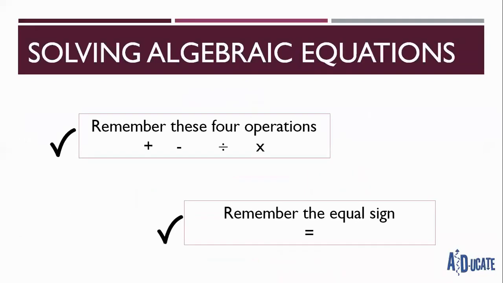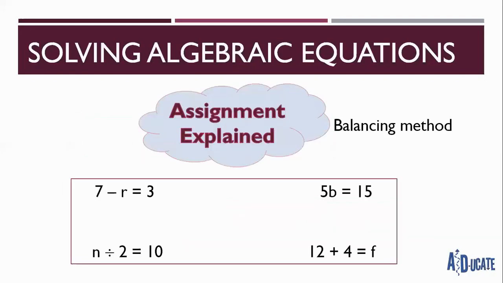Alright, so today's video is about solving algebraic equations. Remember, if it's an equation, there's an equal sign. So there are two things we need to bear in mind. We must remember the 4 operations: plus and minus, which are opposites of each other, and divide and multiply, which are also opposites of each other. Then we must remember the equal sign. Having an equal sign means what's on the left is equal to what's on the right of the equal sign. So we gave you homework in our first video, and we're going to solve those quickly for you using what is called the balancing method.